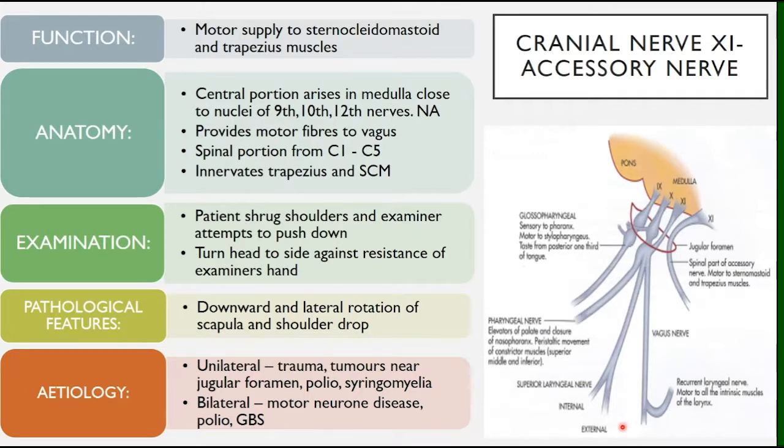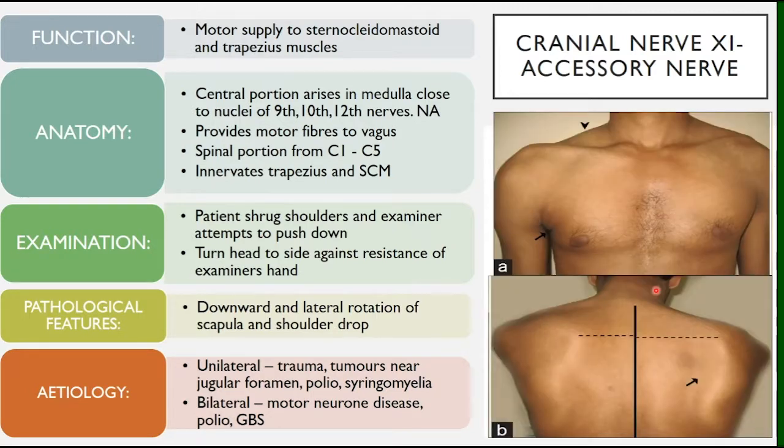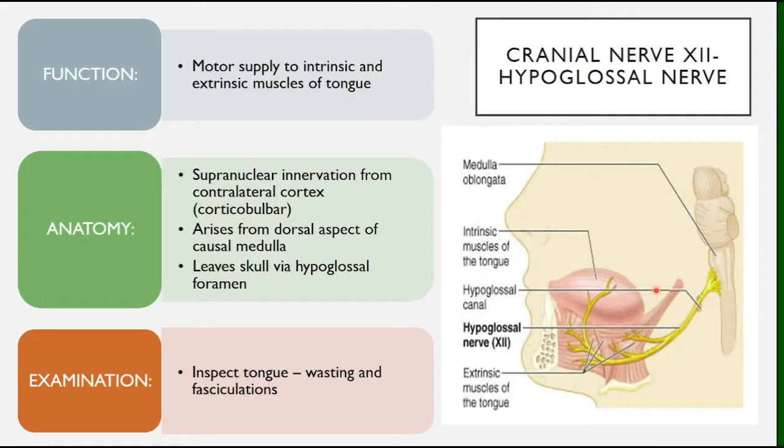Cranial nerve 11. So you can see that there are the pathological features. There is downward and lateral rotation, and you can see how all these nerves, 9, 10, and 11, exit and go through the jugular foramen. And you can see that the shoulder is drooping on the right, and there is a rotation of the scapula. It's actually winging on the right from posteriorly. So this is how you assess for this.